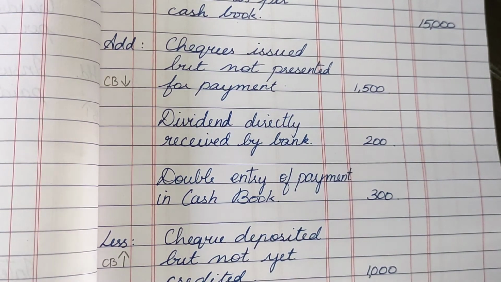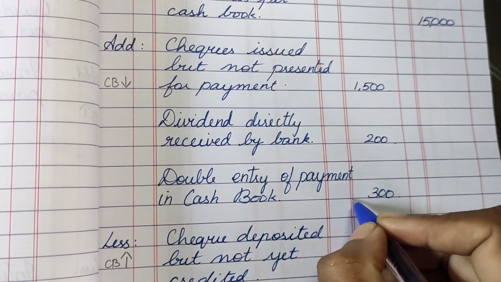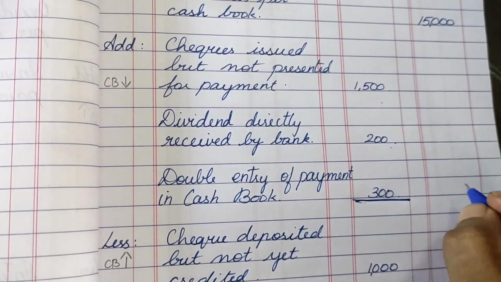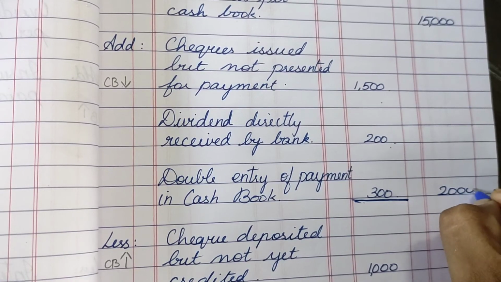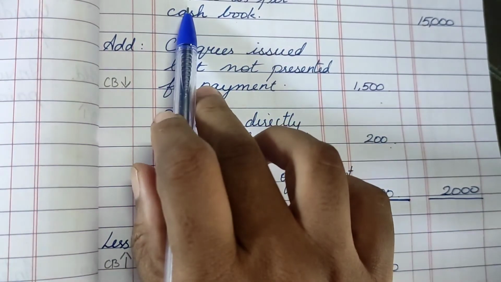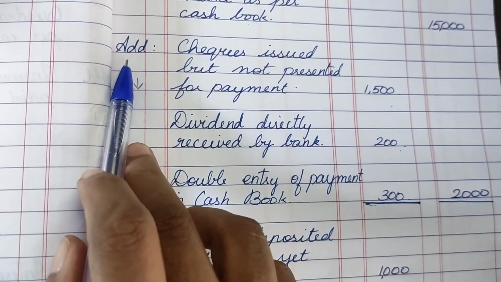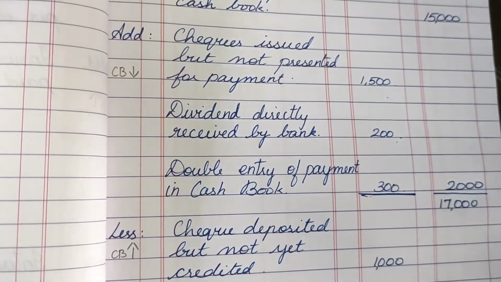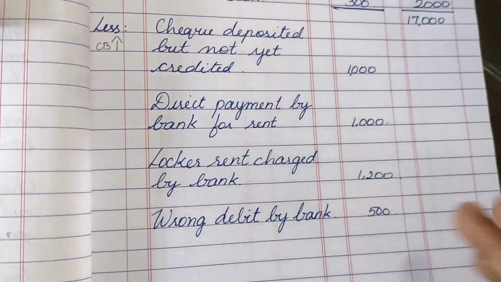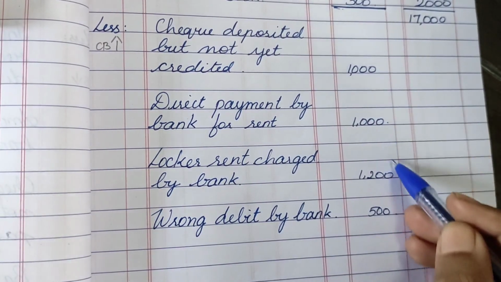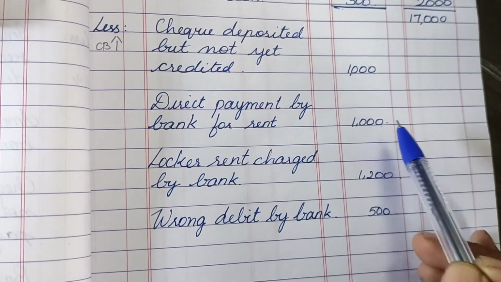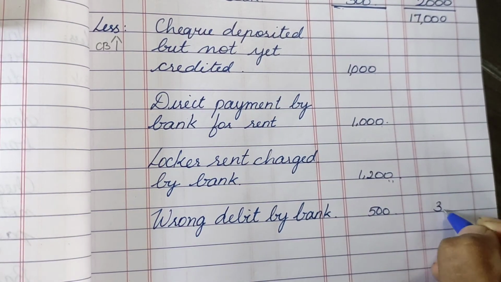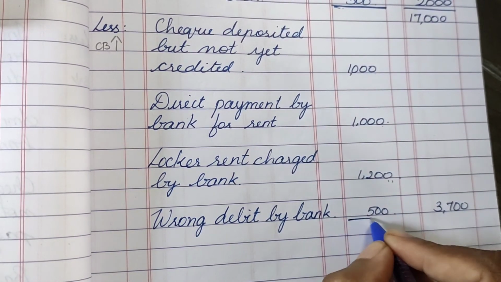Next, we've come to the end of all the transactions. So we are going to add all the add categories first. So 1500 plus 200 plus 300 is 2000 rupees. So write it in the outer column. Now the balance as per cash book, which is 15,000, add the 2000, you'll get 17,000 in the outer column. Next, we are going to move on to the less category with the 17,000 in the outer column. Add up all the inner columns. So 1000 plus 1000, 2000, 2000 plus 1200, 3200, 3200 plus 500 is 3700 in the outer column for the less category.